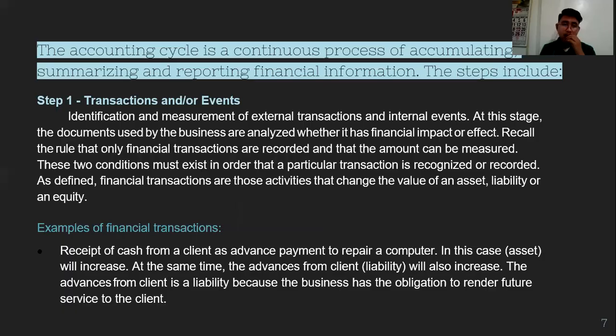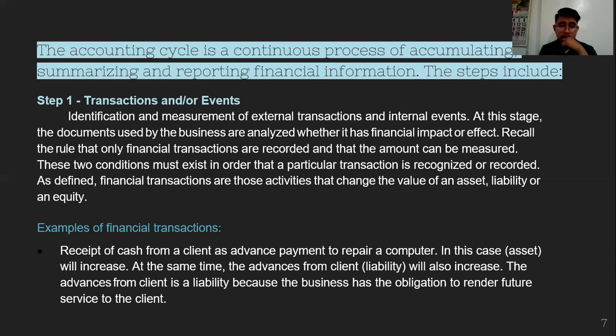Now, we're going to discuss the accounting cycle, which is a continuous process of accumulating, summarizing, and reporting financial information. These are the steps needed. The first step is the transaction and or event. You need to identify and measure the external transactions and internal events. You need to identify and measure what transactions took place in an activity of the business.